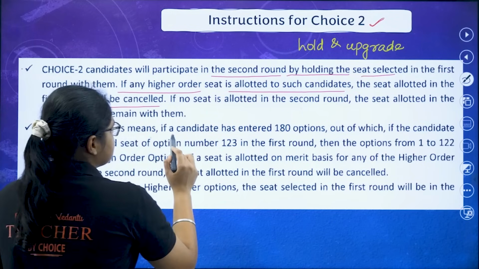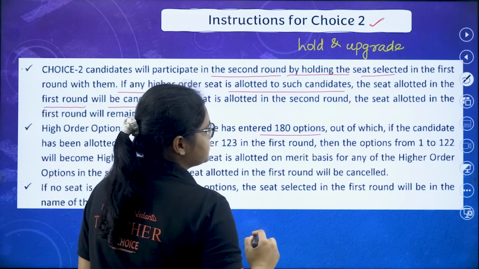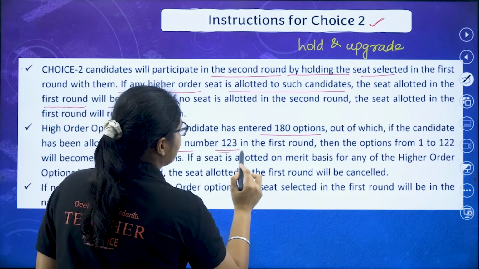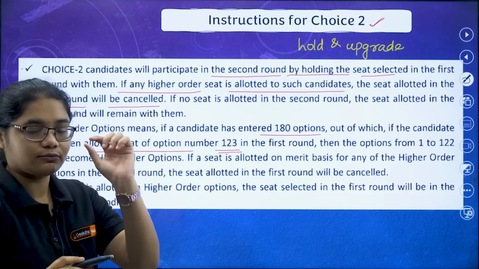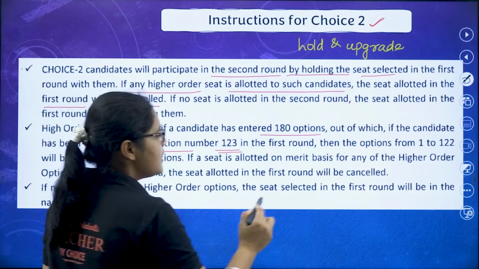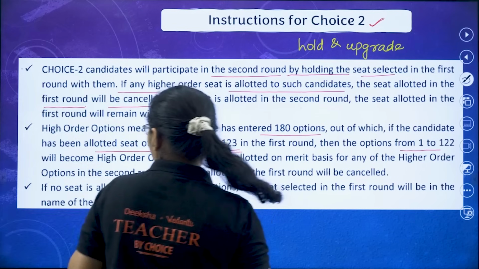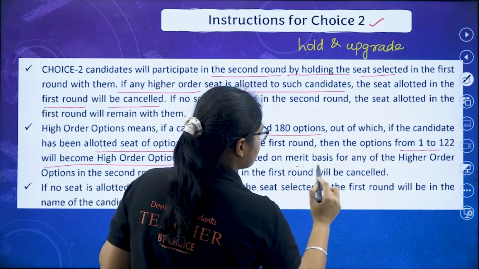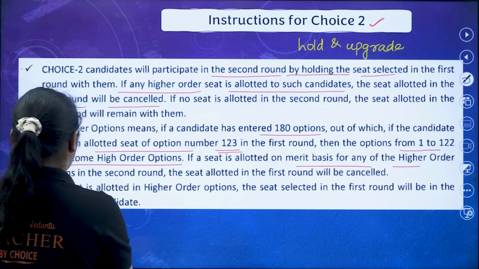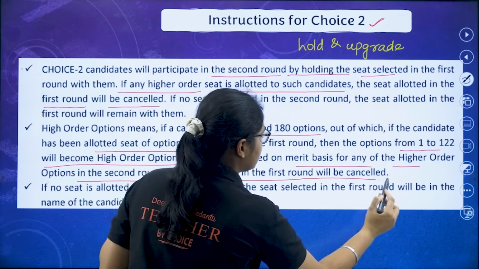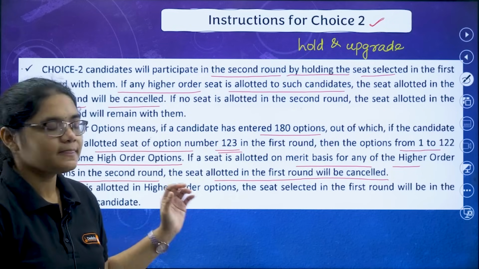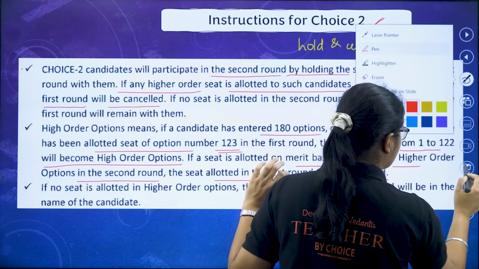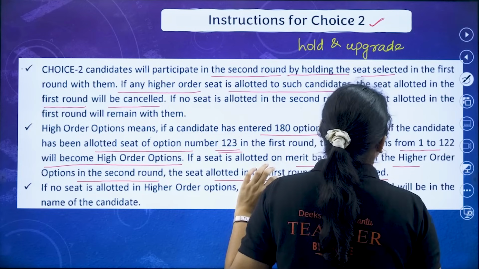Higher order option means, if a candidate has entered 180 options, out of which the candidate has been allotted the 123rd seat, then the options from 1 to 122 will become the higher order options. If a seat is allotted on the merit basis for any higher order option in the second round, the seat allotted in the first round will be cancelled. I have already explained this in my previous video, but I want to take one moment to explain it once again because it is very, very important.